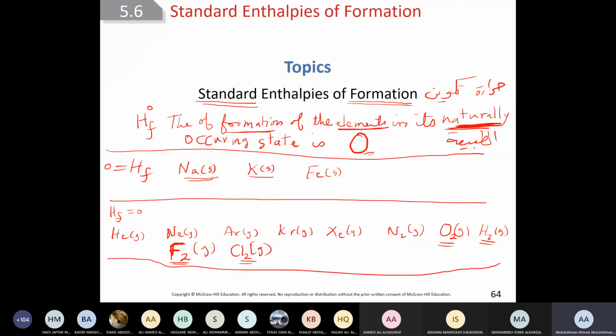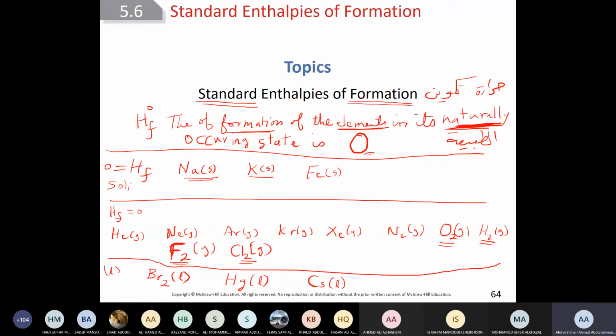How about liquids? For liquids, I want you to memorize only Br2. Br2 is available as a liquid. Mercury is also available as a liquid. You also have cesium, which is in the alkali group, available as a liquid. All right, that's all I wanted you to know about the liquids. Is this clear? How about the rest? It will be all solid.